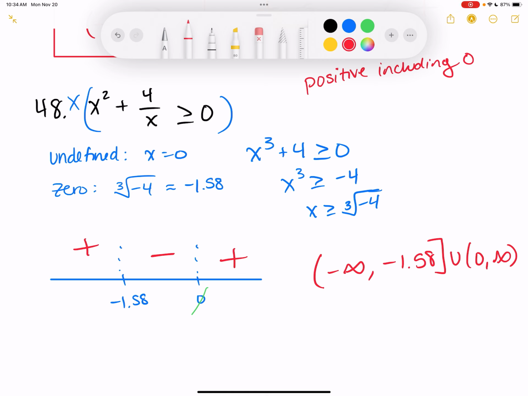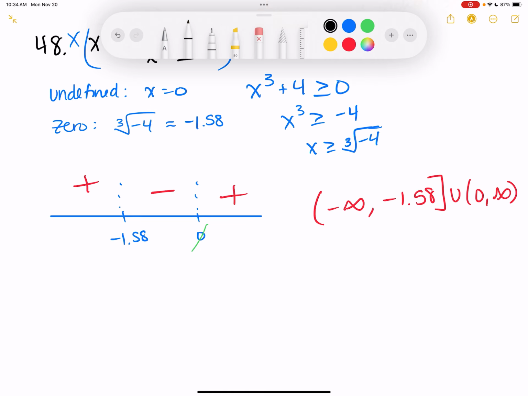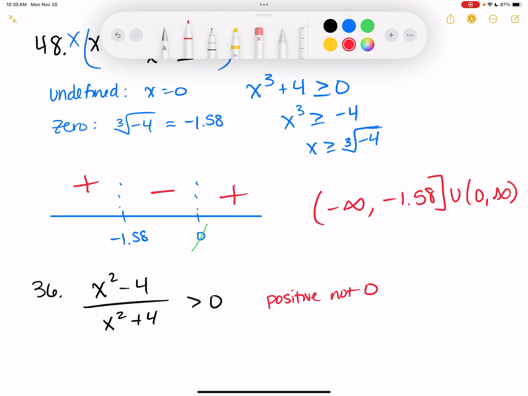I'm going to go back up to the problem that I skipped, that I said I shouldn't have skipped, just to show you something about the setup of it. We won't work the whole problem. It was 36, so I've got x squared minus 4 over x squared plus 4 is greater than 0. So I'm looking for what values with that one. Positive, not 0.